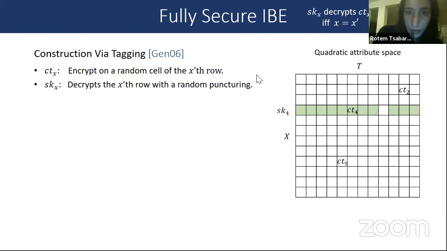Encryption of a random cell in the tag space means T is called. Okay, the question got deleted.